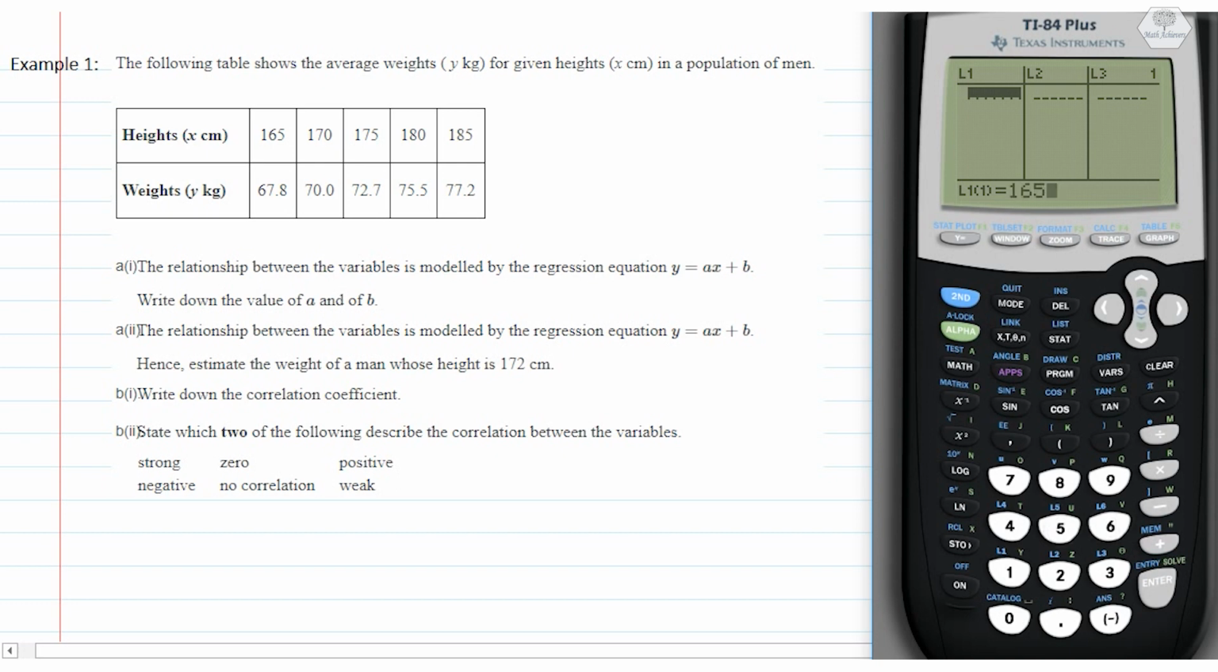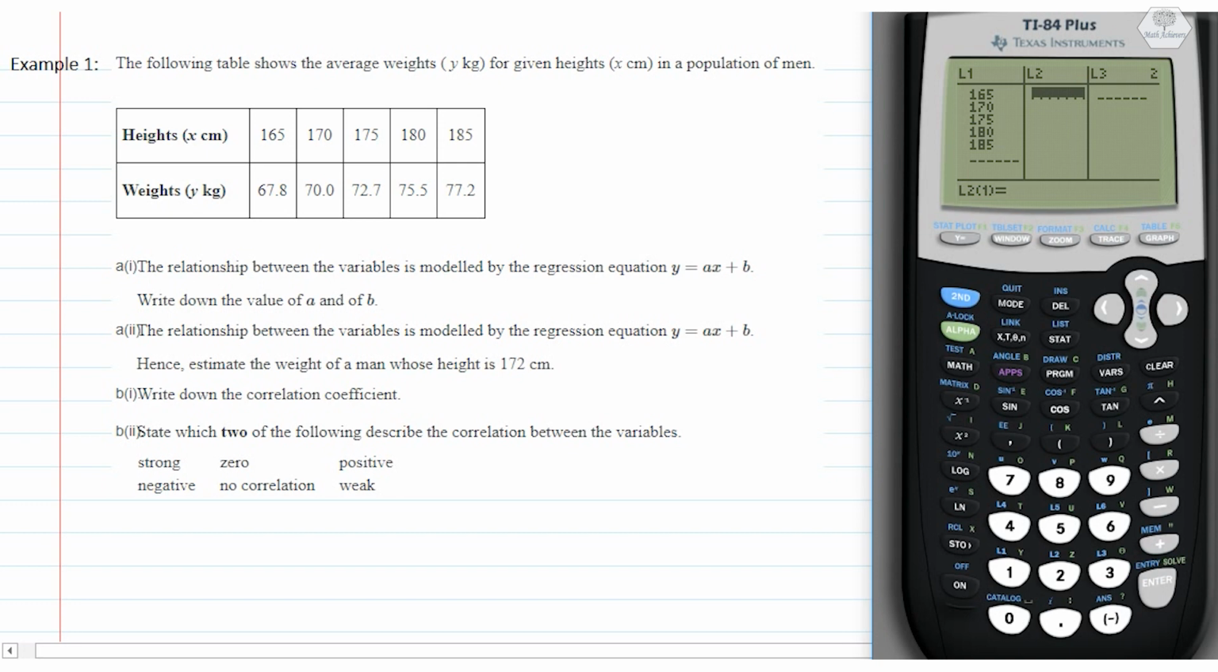So let's fill our first list in: 165, 170, 175, 180, and 185. This is my first list.